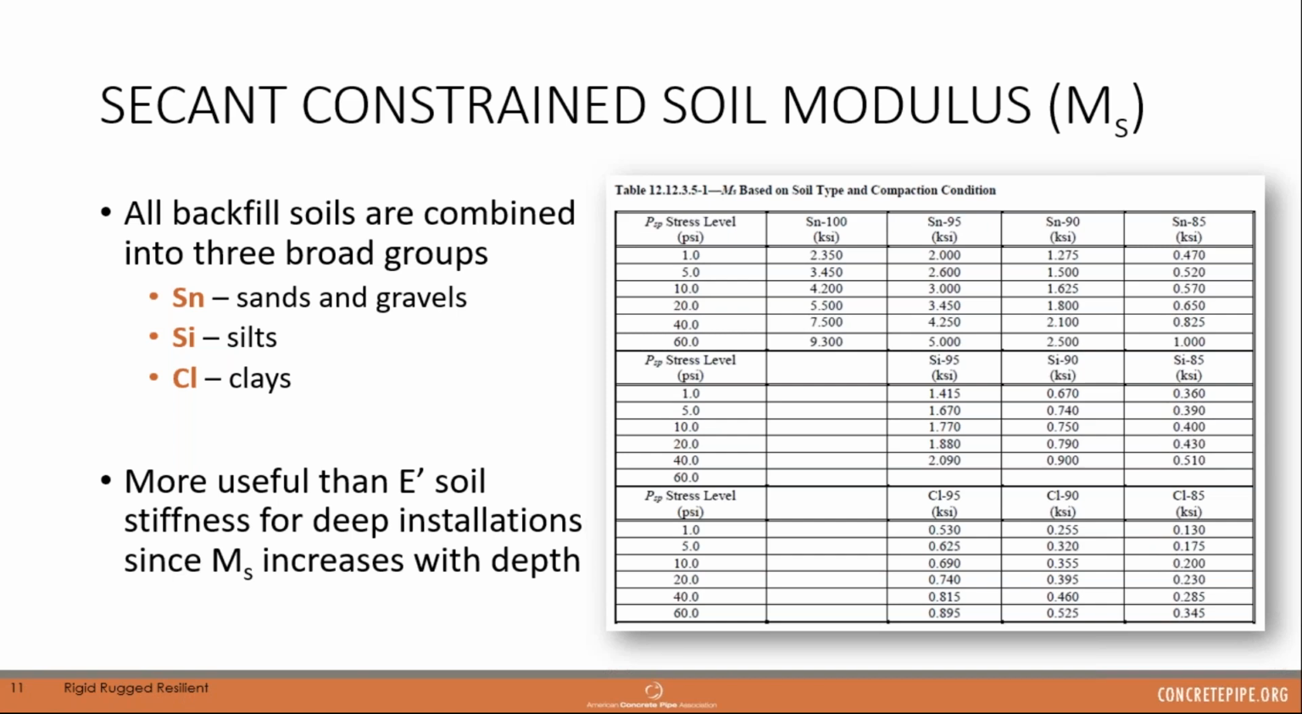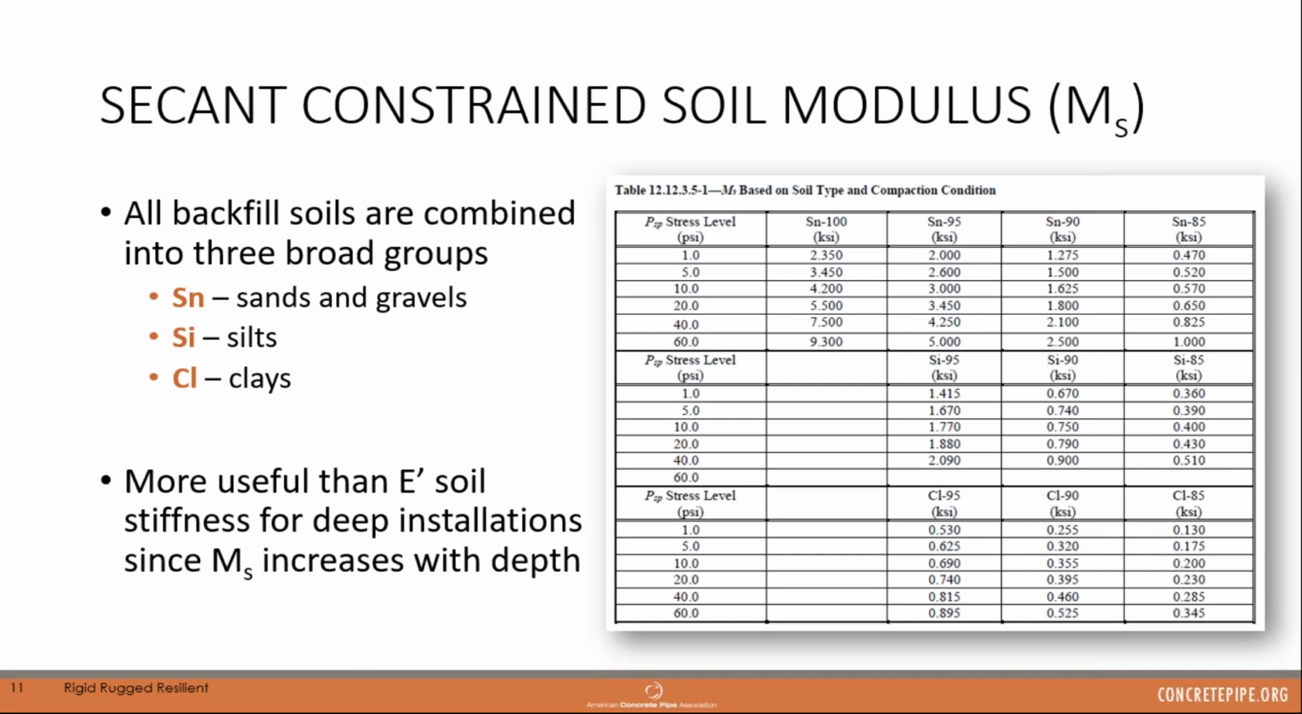So ideally, you'd be able to have site-specific data for your M sub S value used in the design, but to my knowledge, there's really not a way to determine that in the field, or really even the in situ soil, outside of a very in-depth geotechnical survey. It's really going to be hard to come by this value.